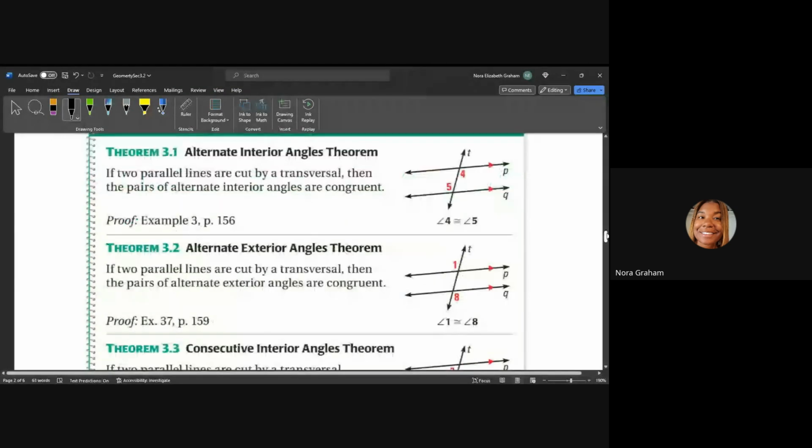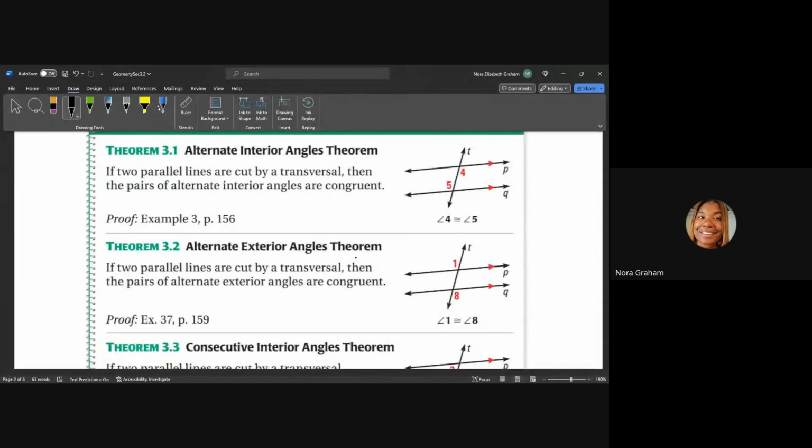Our next theorem is the alternate exterior angle theorem. If 2 parallel lines are cut by a transversal, then the pairs of alternate exterior angles are congruent. So we would say angle 1 and angle 8 are congruent by the alternate exterior angles theorem.